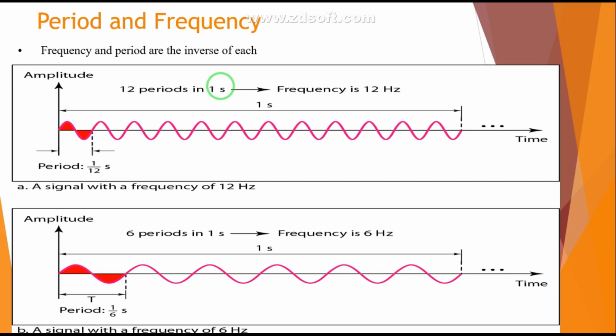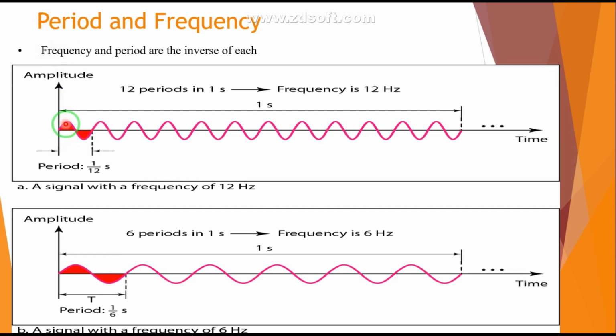You can see on the screen, basically period, it means what? Period means the amount of time in seconds a signal needs to complete one cycle.